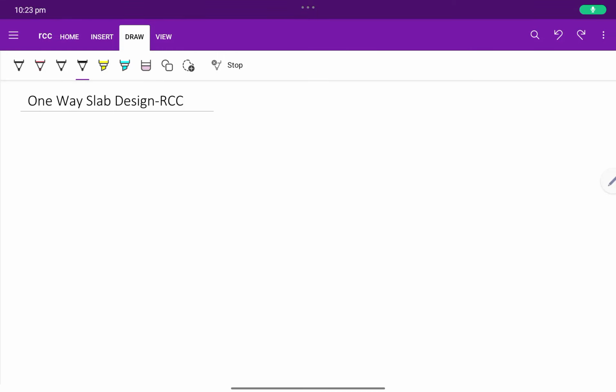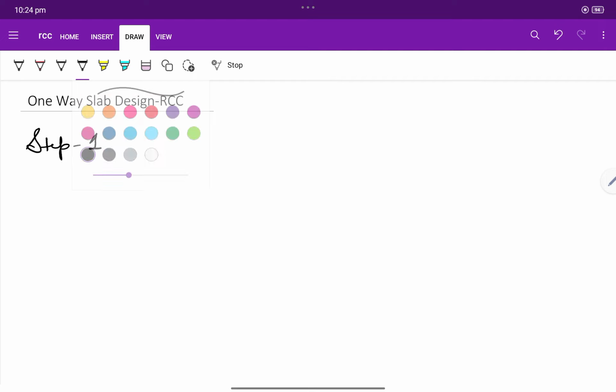So welcome all. Today we will start one-way slab designing. First we will see the concepts regarding it, and then in the second lecture we will shift to a numerical. So we are starting. It will be a little bit longer, so stay tuned.